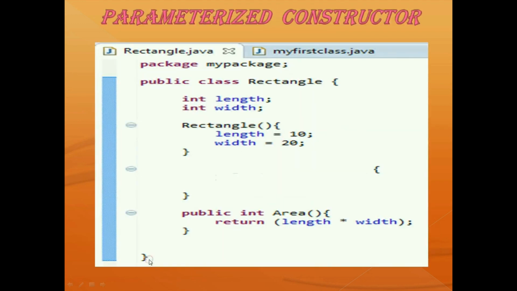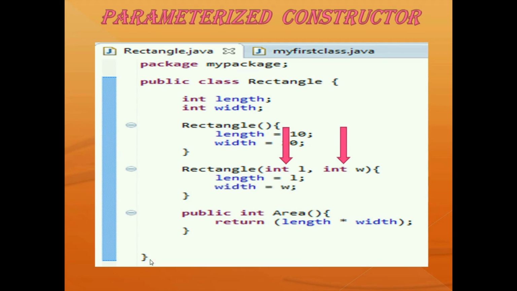Now let's talk about parameterized constructors. Here we are going to provide two parameters, integer L and integer W, and these parameters we will pass to our variables length and width. This constructor is called a parameterized constructor because it has parameters.